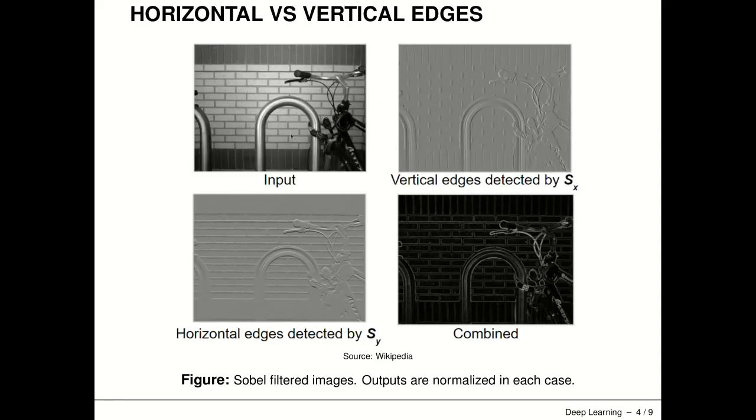And here is another interesting example which shows when we calculate only the vertical edges, detected using the Sx, versus when we calculate the horizontal edges in the y dimension. And here is a combination of both Sx and Sy, where we calculate the square root of Gx squared plus Gy squared.